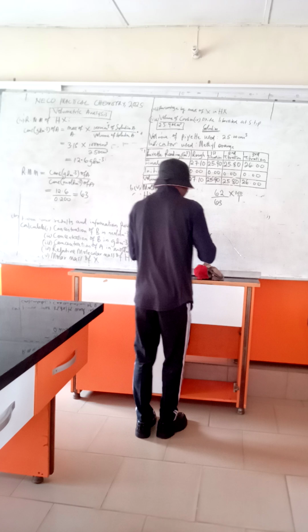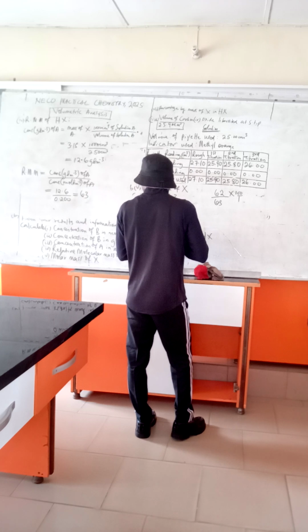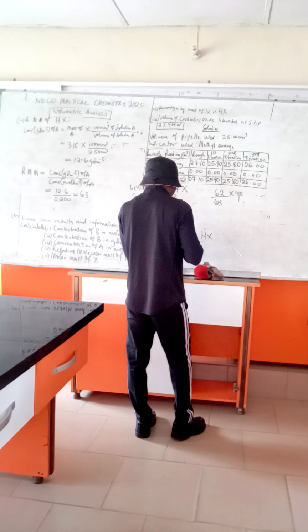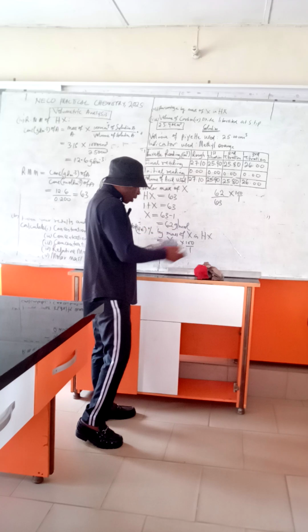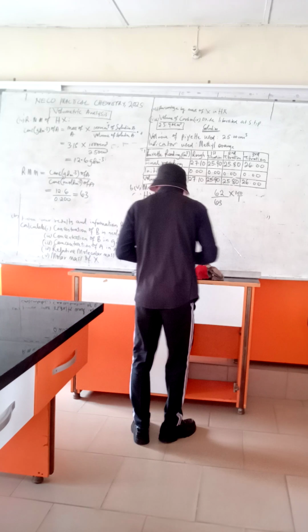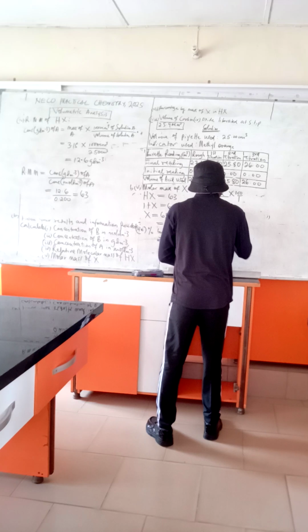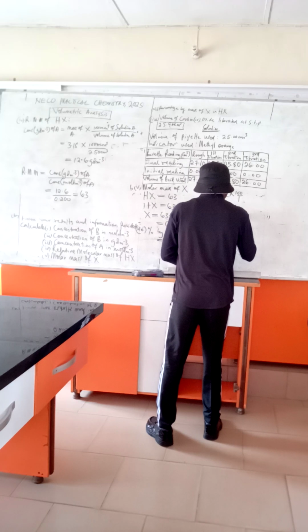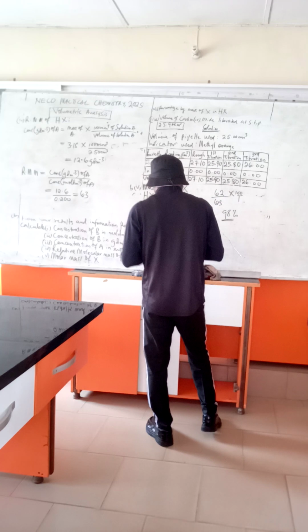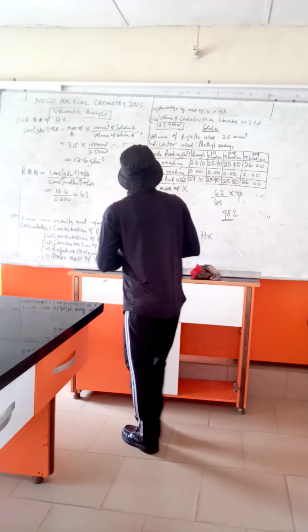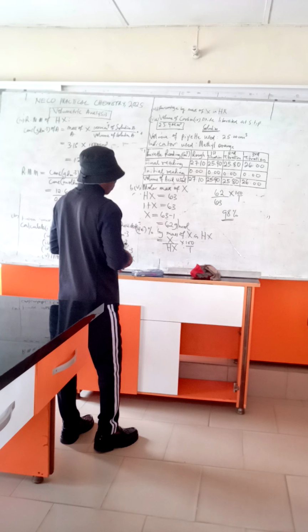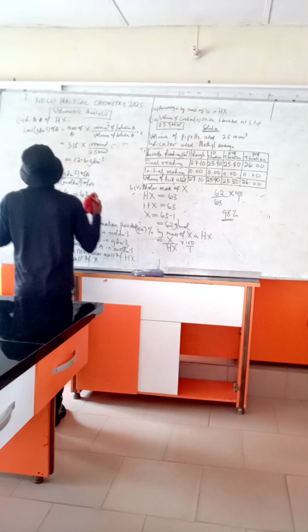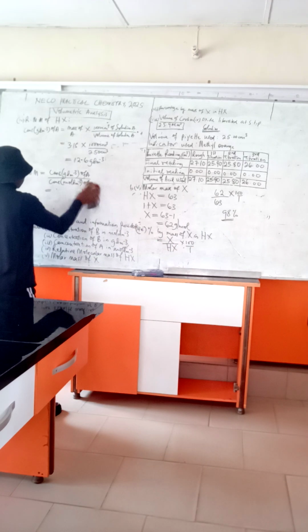You have 62 divided by 63 multiplied by 100. You have 98.4%, which is the same thing as 98%. And finally, we have volume of carbon dioxide liberated at STP.